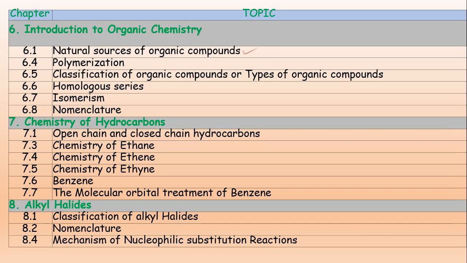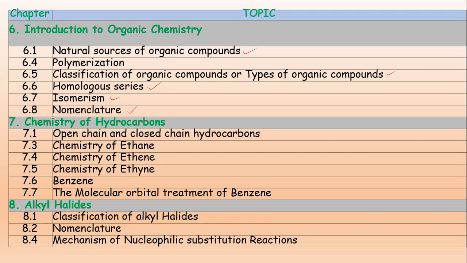Then classification of organic compounds or types of organic compounds like saturated, unsaturated, open chain, closed chain. These are the different types of organic compounds we will discuss. Then what is homologous series, isomerism, and then we will discuss the nomenclature. So these are the topics which we will discuss in the chapter number 6, introduction to organic chemistry.